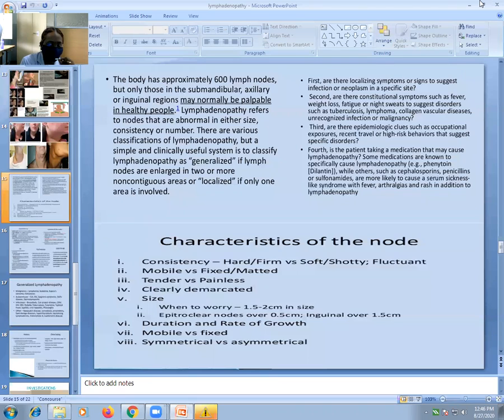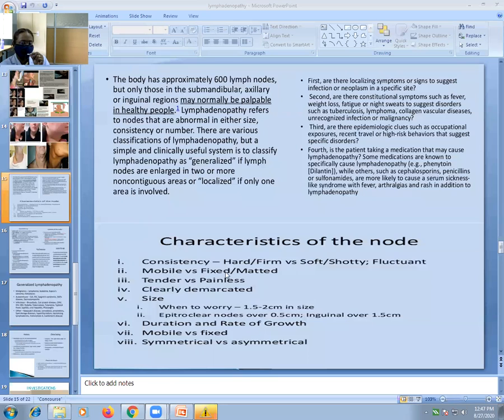So the first point noted is size. The second point noted is consistency. The third point is tenderness, whether they are tender or painless. Tenderness always suggests acute bacterial or infectious etiology, and if they are non-tender, it suggests malignancy, autoimmune disease, or viral infection. So, size, consistency, tenderness, then whether they are mobile or fixed.